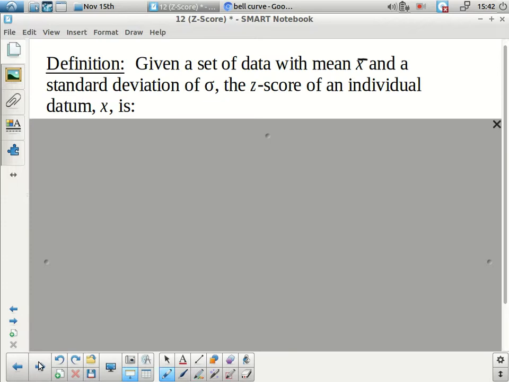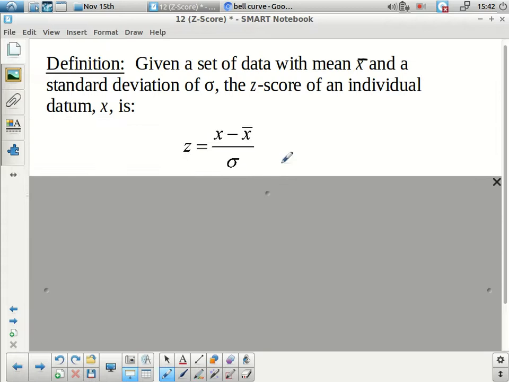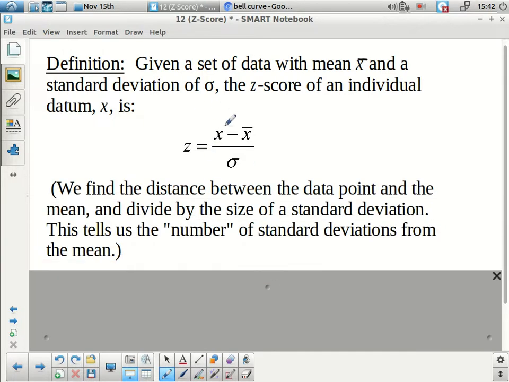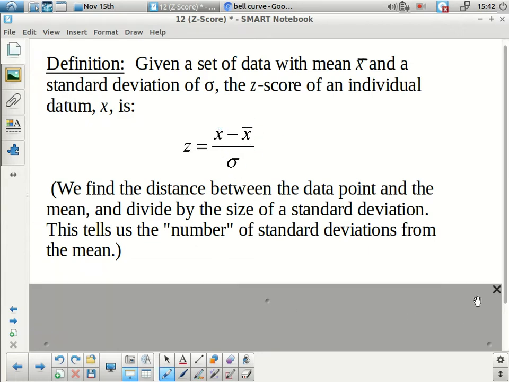Here's the definition. Given a set of data with a mean of x bar and a standard deviation of sigma, the Z-score of an individual datum, an individual number, is x minus the mean, divided by the standard deviation, and that gives us our Z-score. What this is telling us is how many standard deviations this score is away. So what we're really doing here is finding the distance from the data point to the mean, and then dividing by the size of the deviation to give us the number of deviations that it's away from the mean.